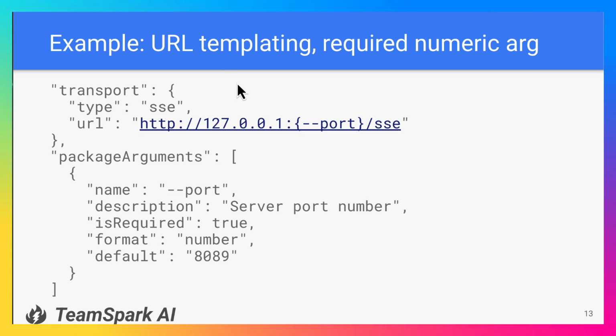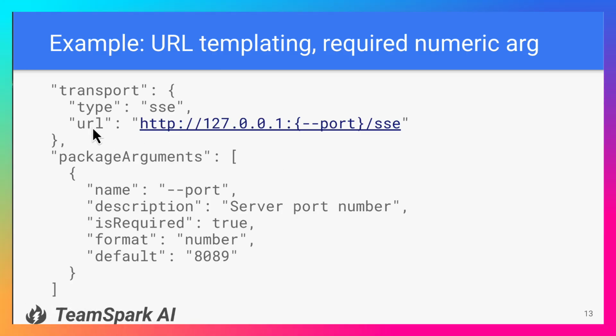So this is URL templating with a required numeric argument. And this is a little bit of a different case because you're going to say we have a transport that's SSE, and it has a URL that's running on localhost at some port that's defined by a variable, and its endpoint is SSE. And then we have the package arguments that define this port variable. That's a numeric required with a default of 8089. So in this case, the variable resolution is a little bit different.